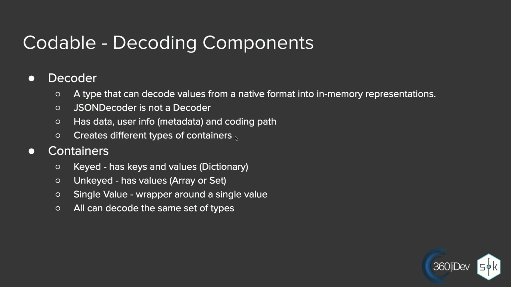And one of the main things that a decoder can do is create different types of containers. The one we were just looking at for our model object was a keyed container. It's just got keys and values, think like a dictionary. The other types: there's unkeyed, that does not have keys, but just has a group of values, so think like an array or a set. We don't have keys for them, but there are many of them. And then a single value container is what it sounds like. It's just a wrapper around a single particular value. And all these containers do similar things in decoding values into your Swift type.